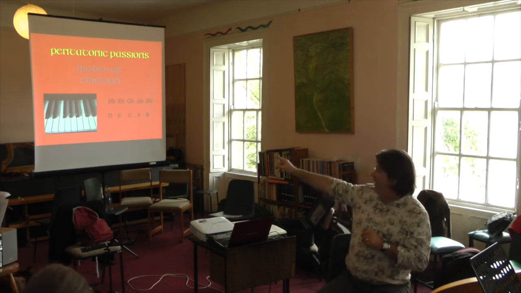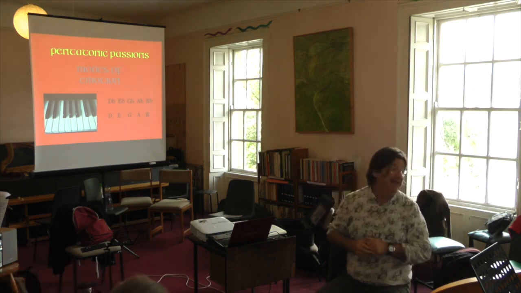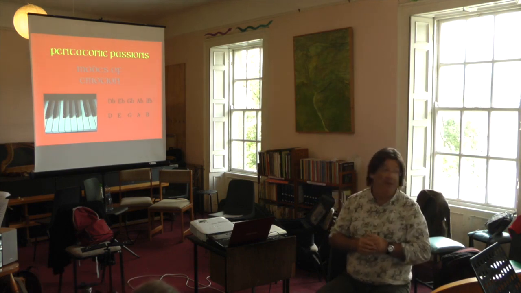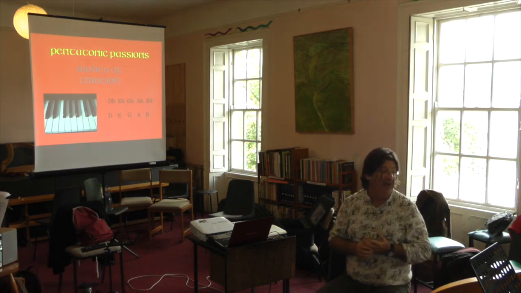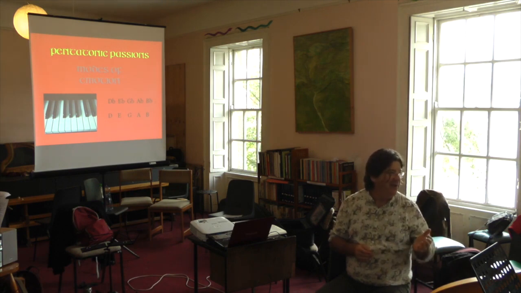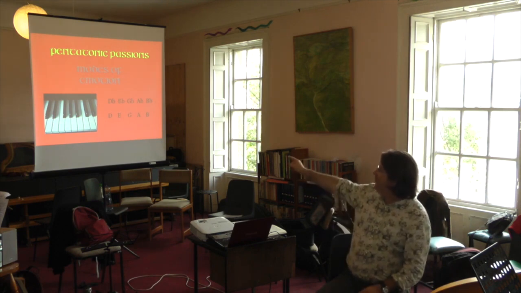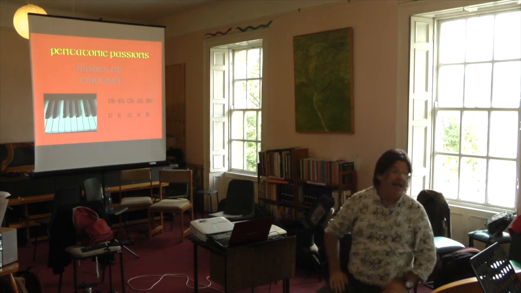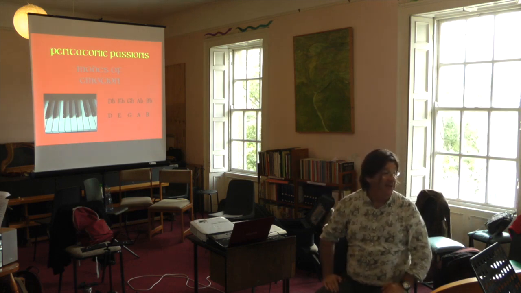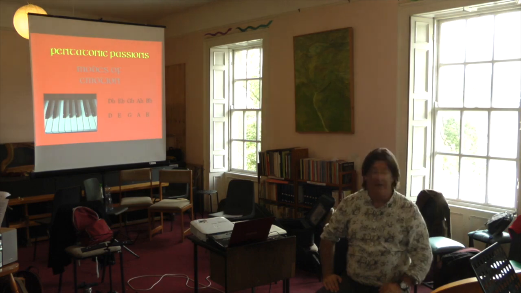The easiest way to think of a 5-note scale is like the black notes on a piano. And that would give you D flat, E flat, G flat, A flat, B flat. That's not terribly useful for the harp, but if we take away the flats, we end up with D, E, G, A, B. Okay? And that's our pentatonic, those 5 notes.